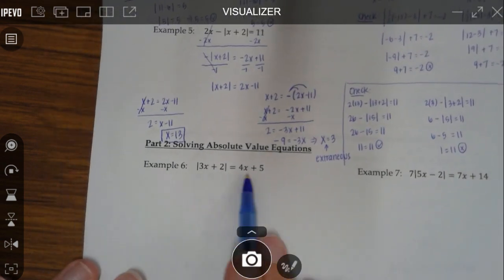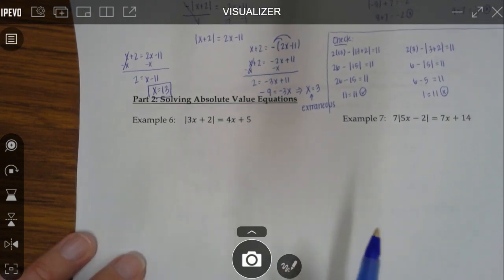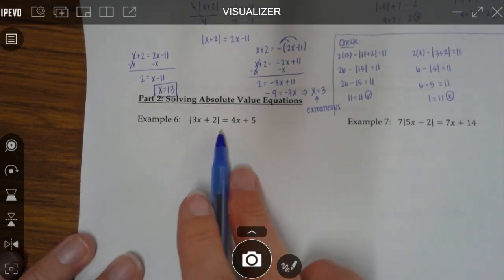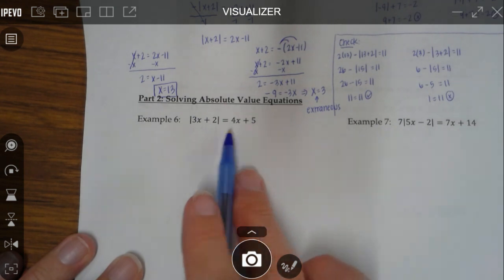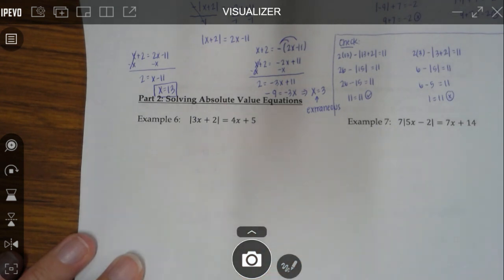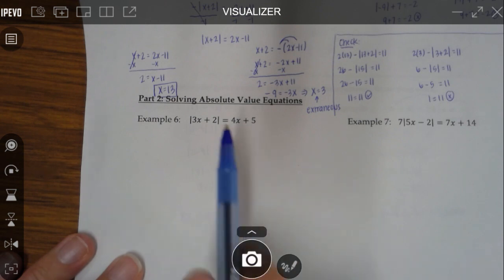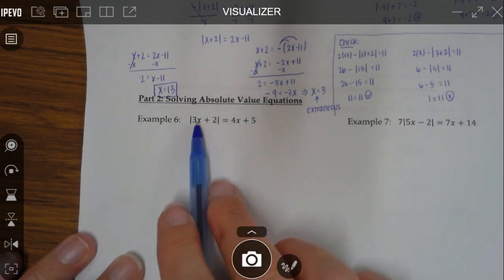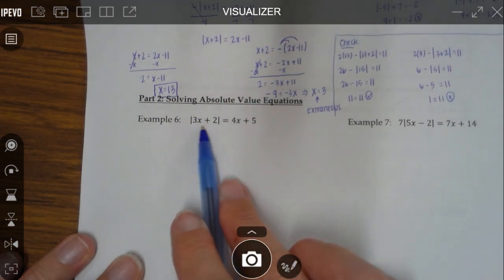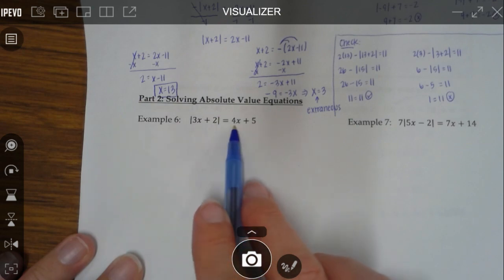So if you want to try example 6 on your own, you can go ahead and pause the video. I will talk through this one, so if you want to see this one done out afterwards, you can go ahead and hit play. This one ends up being pretty similar to example 5. I've got my absolute values over here by themselves, which is good. And then I have this binomial.